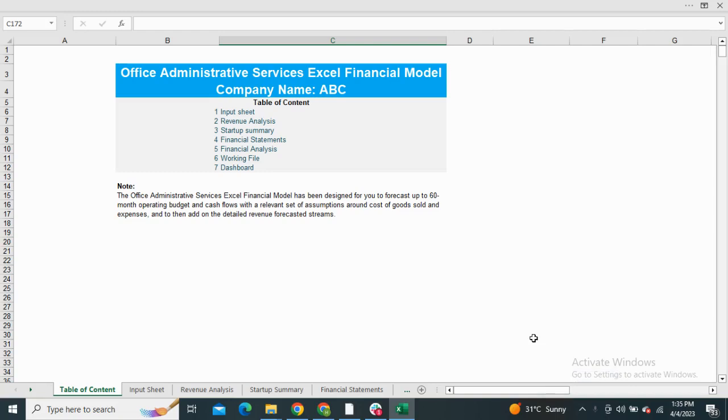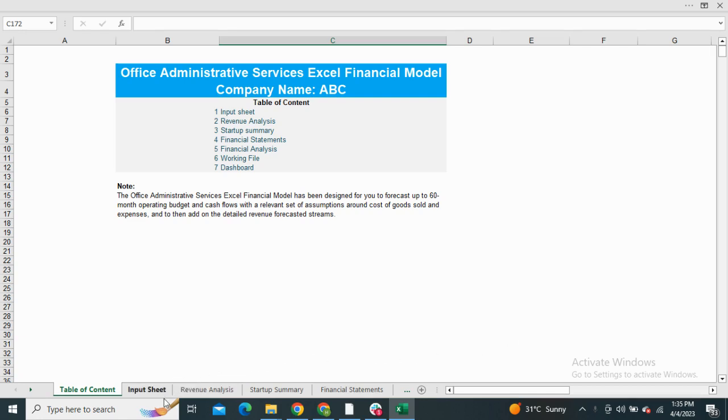The Org Business Consultants are back with another financial model, which is the Office Administrative Services Excel financial model. This model will help Office Administrative Services providers to evaluate, forecast, and visualize their financial performance. First, we have the table of contents, which includes the input sheet, revenue analysis, financial statements, and the dashboard for your visual representation of financial performance.